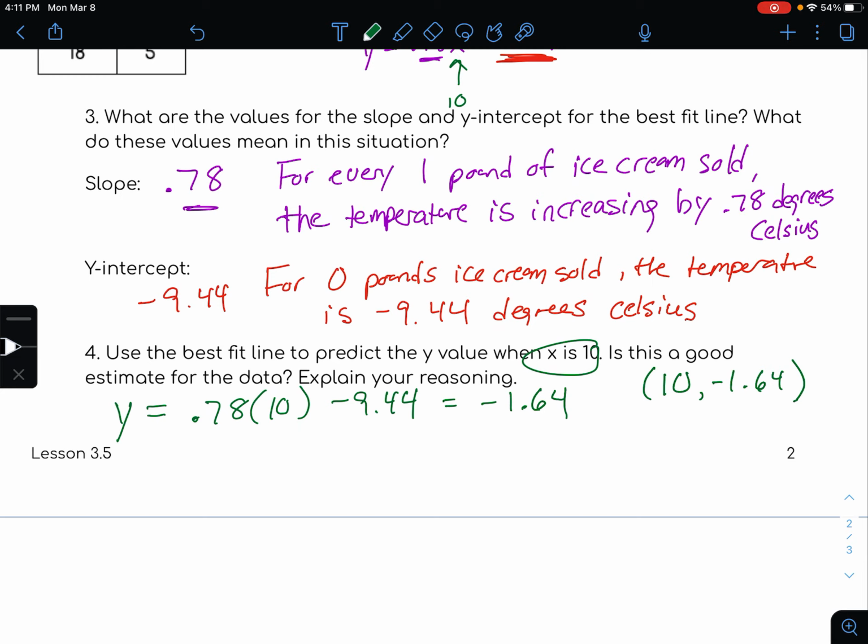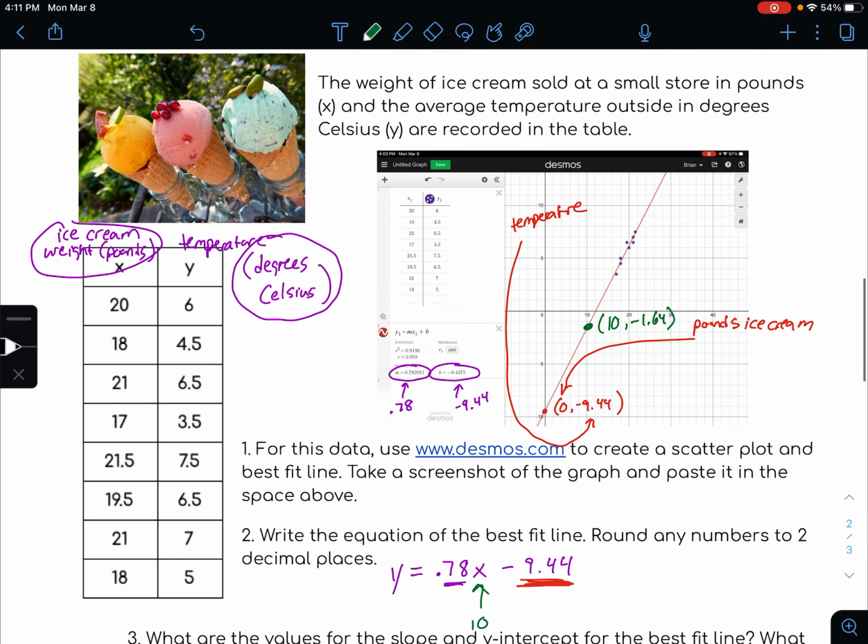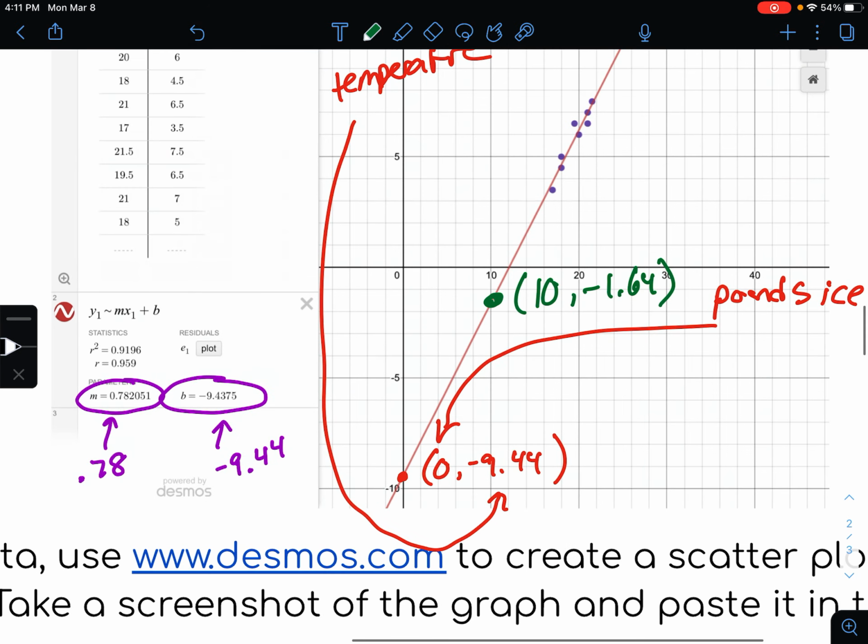All right, so do we think that is a good estimate? Well, certainly that's on the line. So the line does predict that value. It's on the line. But if you're thinking about it logically, 10 pounds of ice cream, if it's below freezing, negative 1.64 degrees, which is below freezing, remember 0 Celsius is freezing, would 10 pounds of ice cream be sold? I don't know. I question that, actually.